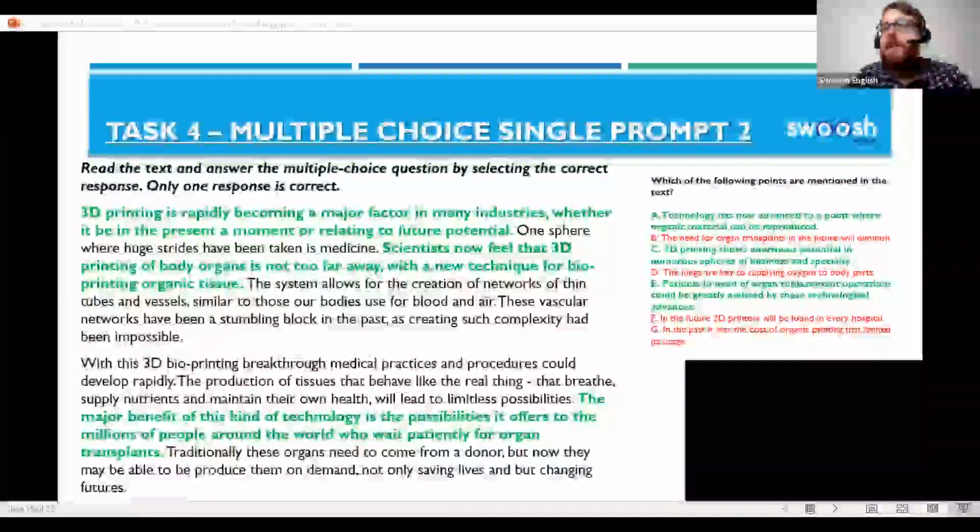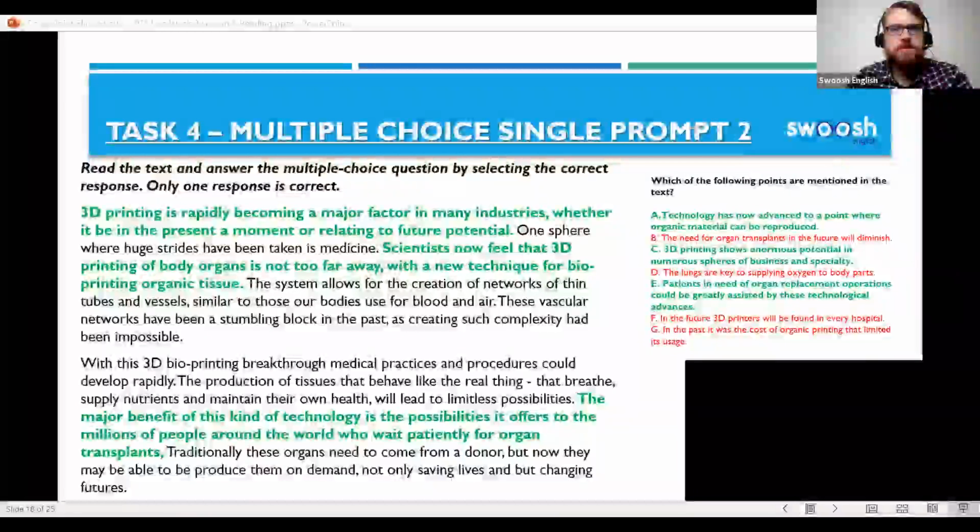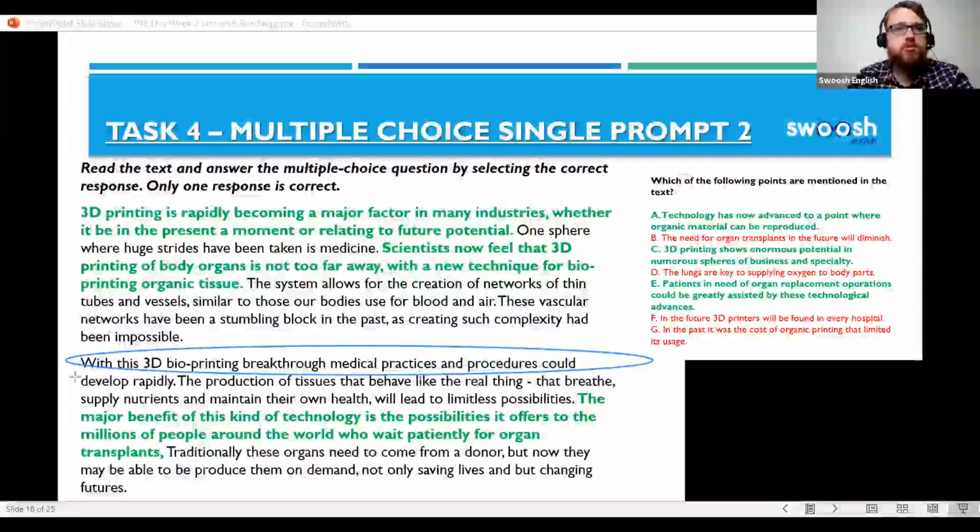And finally, F. In the future, 3D printers will be found in every hospital. Well, is there anything here which refers to them being found in every hospital at all? Well, it does say that it is increasing with 3D printing breakthrough, medical practitioners could develop rapidly, but there's nothing here which refers to them being in every hospital. Remember, it's key to pay attention to detail here, and there's nothing that refers to it being in every hospital. Our quantifier here, we need to make sure that that's referenced. Nothing does say every hospital, therefore it cannot be a correct answer as it's not mentioned.